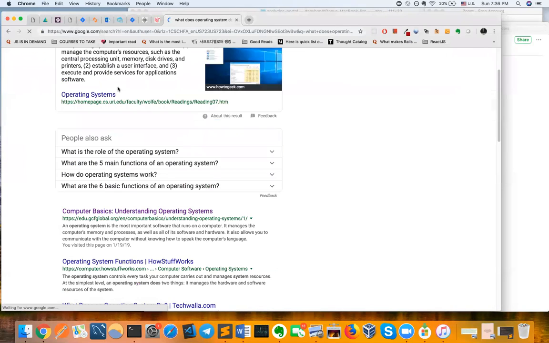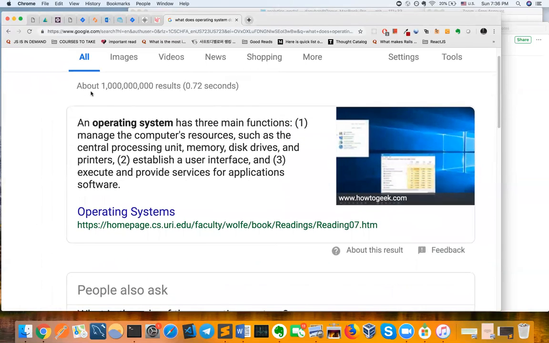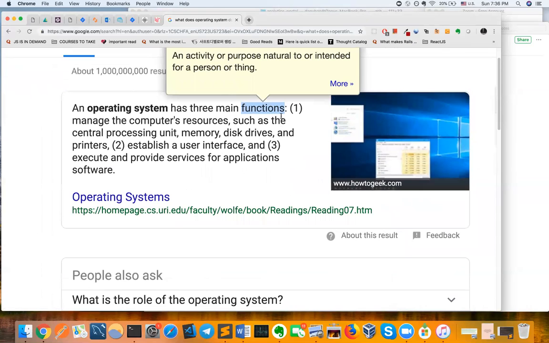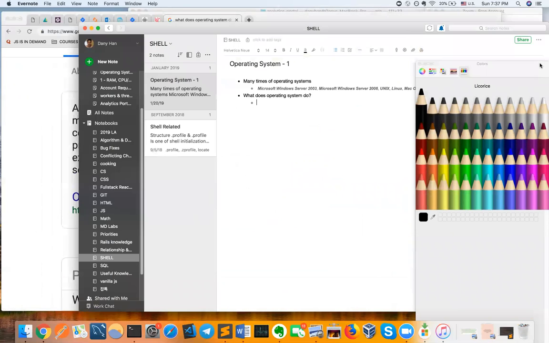Because over time you're going to forget and you're always going to Google. So it's really important when you Google things to understand what you're reading. So an operating system has three main functions. Functions meaning tasks, or three abilities, or three capabilities. One is to manage or control the computer's resources. And what are the resources? Such as the central processing unit, which is the CPU, memory, disk drive, and printers. So here we go. Let's write that down here.